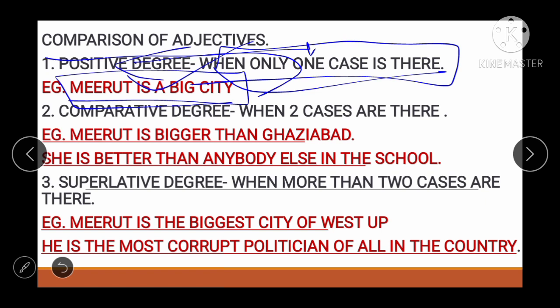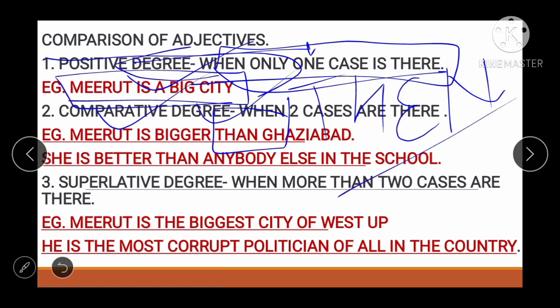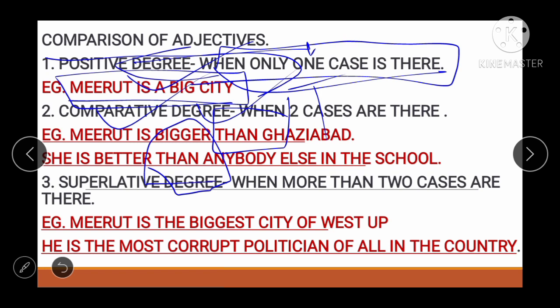When two cases are there, mind it, we say Meerut is bigger than Ghaziabad, right? There are two cities, so we use than. And see friends, then is different from than. Than is used for comparison. Next one: she is better than anybody else in the school. What we have to keep in our brain is than, right? That's why it's a comparative degree.